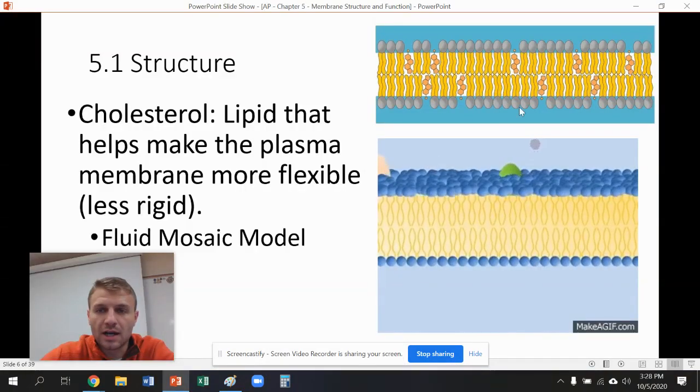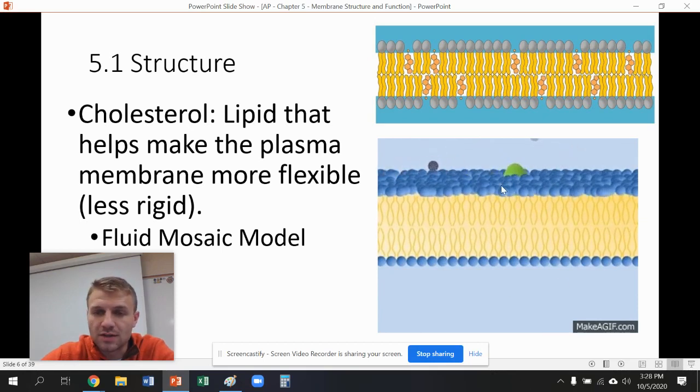One of the molecules that we're going to add in here is called cholesterol. Now, cholesterol, you can see, is this 4-ring steroid, which is technically a lipid. We find it within the plasma membrane, and what it does is it adds more flexibility to the plasma membrane. Again, if it's too rigid, the organism can't move and function correctly, so we want the plasma membrane to be very fluid. So this cholesterol adds to that fluidity.